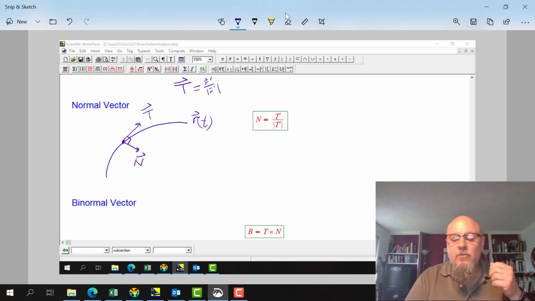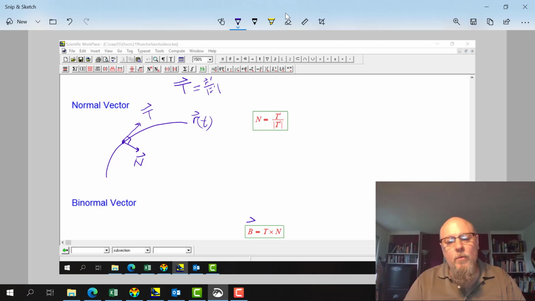So how do I get a vector that's perpendicular to t and to n? Yeah, you cross product it. So b is the vector that's perpendicular to t and n. It's going to come out of the page. Now because it's perpendicular or normal or orthogonal, it's normal to both t and n. We call it the binormal because it's perpendicular to the two other vectors we have. So I get it by just taking the cross product of those two.